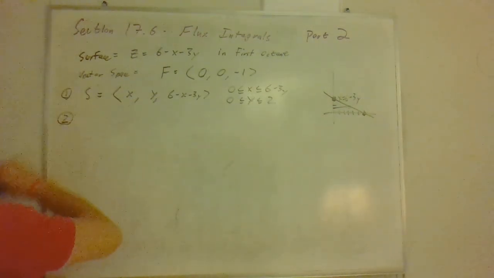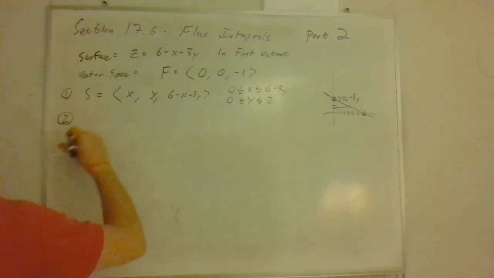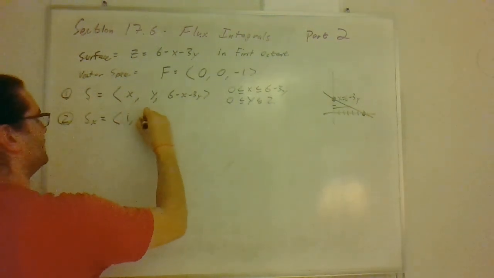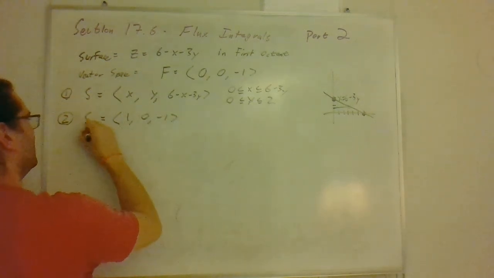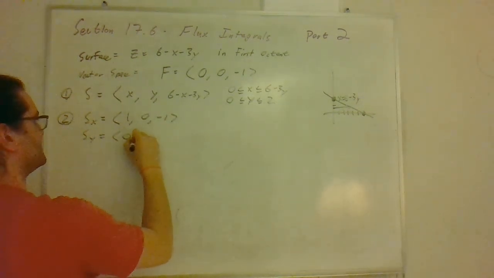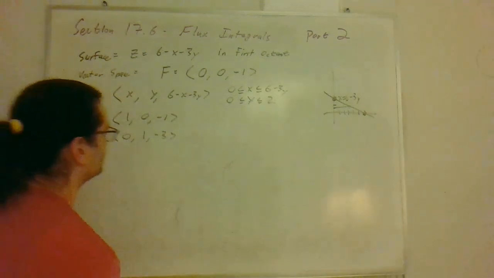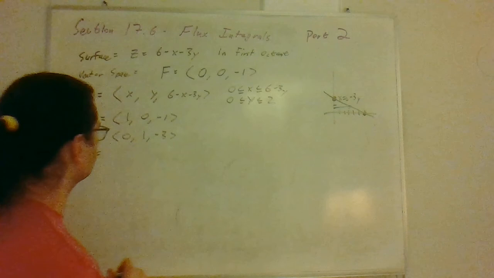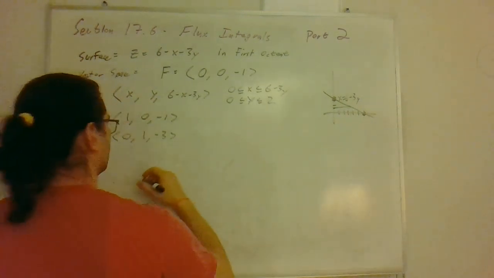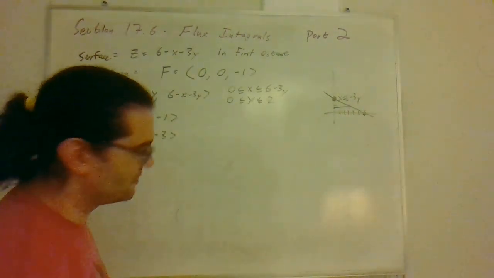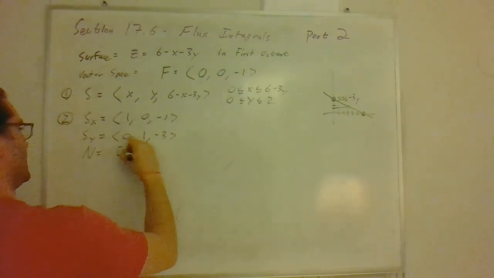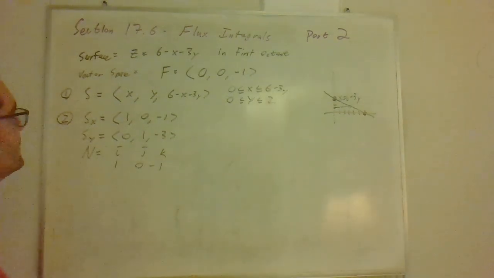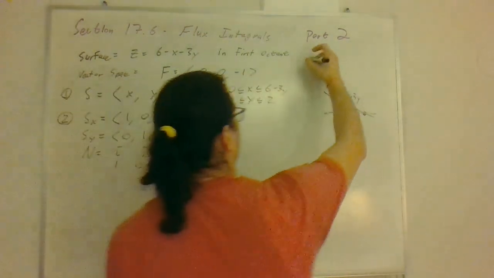And I'm going to now go to step 2, where I take derivatives. Derivative with respect to x is 1, 0, negative 1. Derivative with respect to y is going to be 0, 1, negative 3. And the normal vector is going to be their cross product. So the cross product is going to be i, j, k, 1, 0, negative 1. Oh, I need to do an orientation. Let's have this thing oriented up.